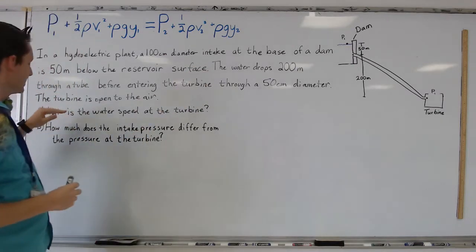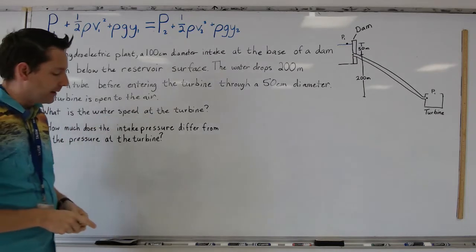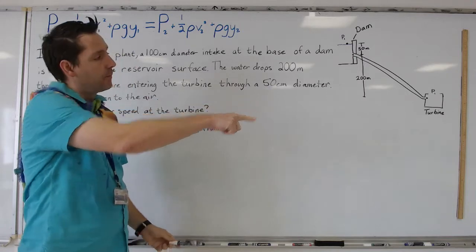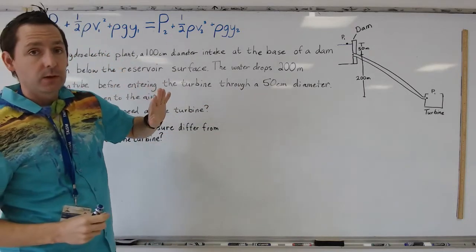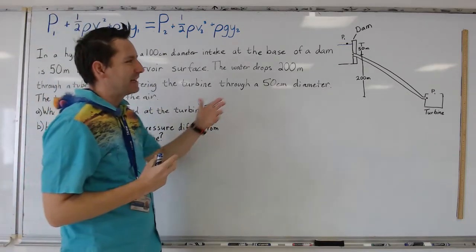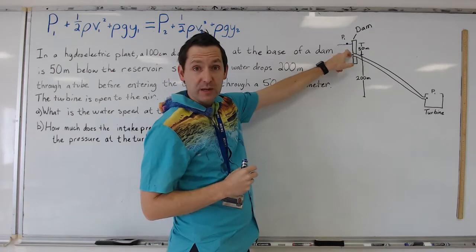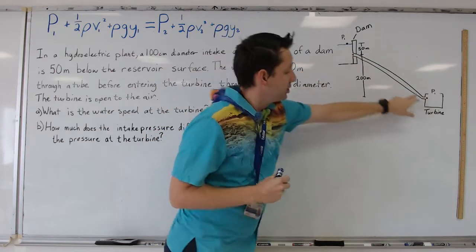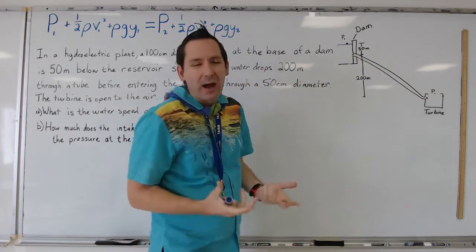Now, the first question is asking what the water speed at the turbine is. I definitely need to use that last point, but which other point am I going to use? I need a point 1 and a point 2. Hopefully you're noticing that I don't really know very much about this point at all. If I knew the speed there, I could very easily use that speed to determine the speed here using a1v1 equals a2v2. I don't have that though.